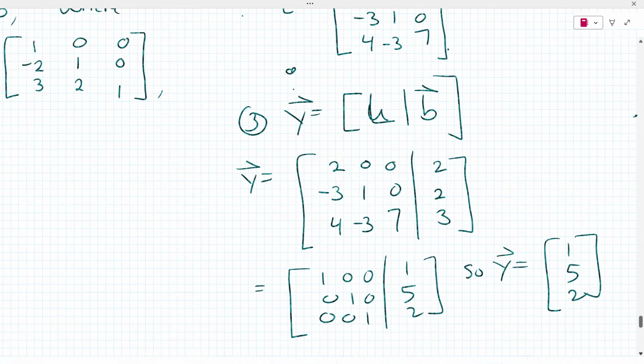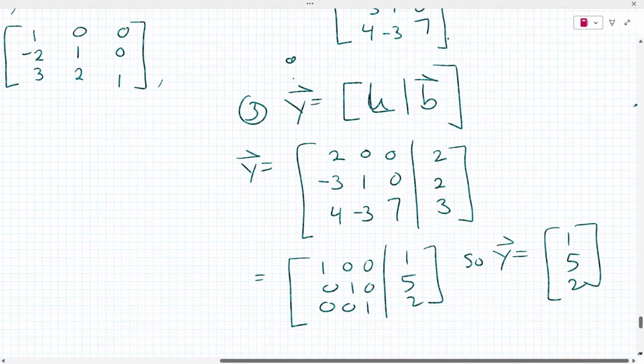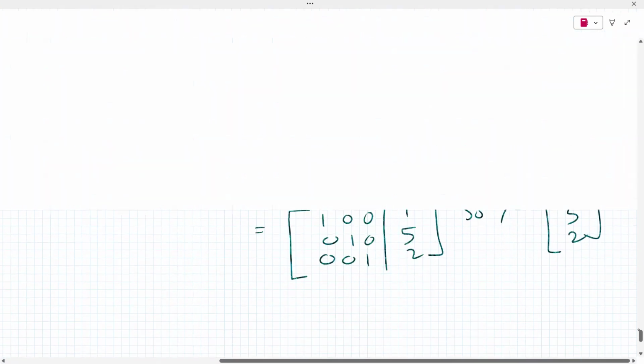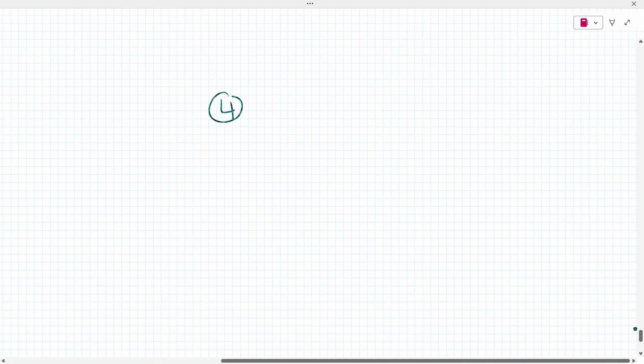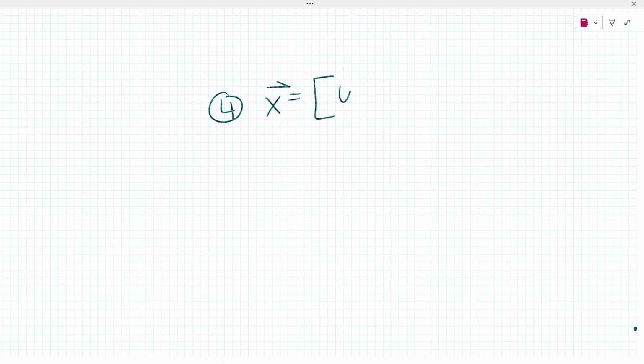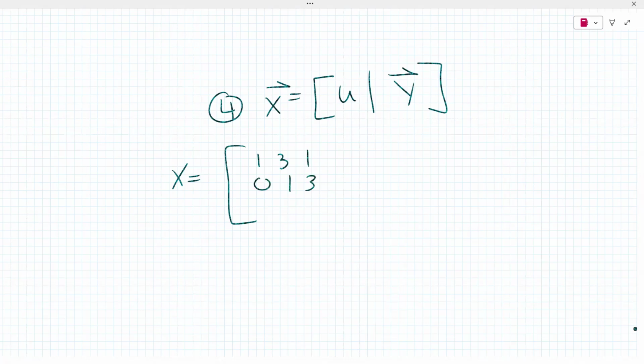And no, there's a fourth step. The fourth step is to find vector x by taking matrix U augmented with vector y, which we just solved. So x is equal to U, which is 1, 3, 1, 0, 1, 3, 0, 0, 1, augmented with 1, 5, 2.